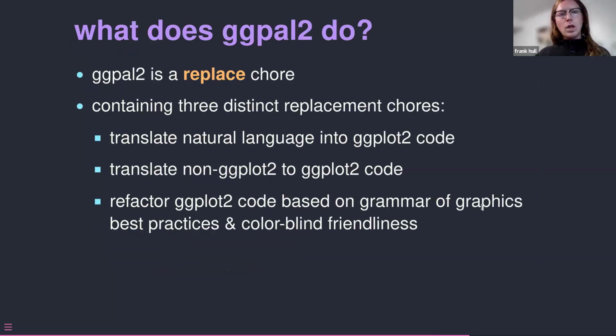So yeah, what is this? It is a replacement chore. And the cool thing, after a lot of testing with the system prompt, is that it's actually three different types of system prompts in one. Say you don't know how to program in ggplot2 at all, or you don't even know how to build a plot with base R. You could just type in regular natural language, highlight it, and that will get replaced with ggplot2 code.